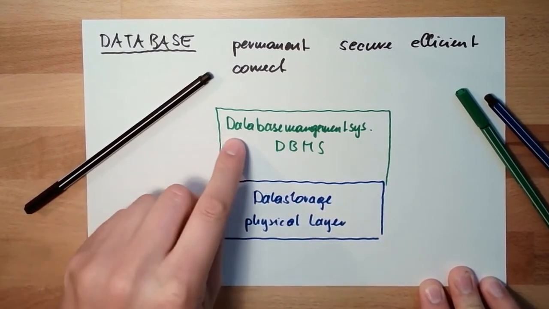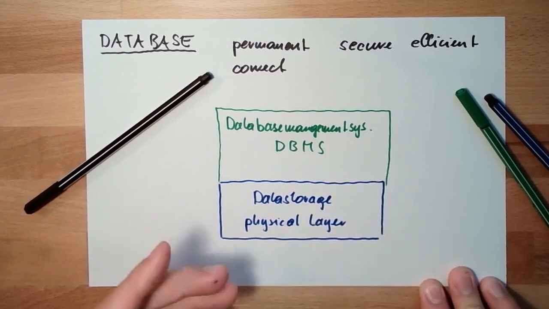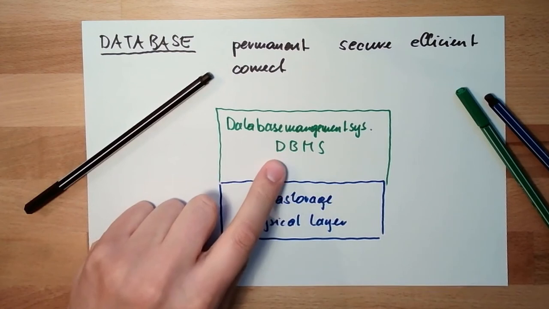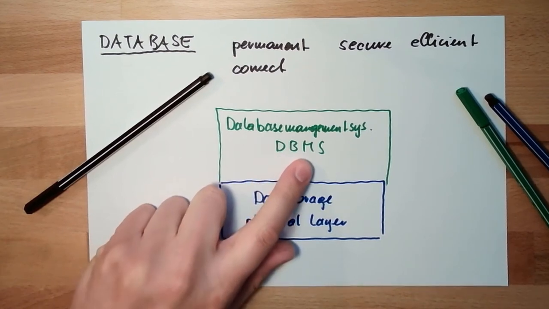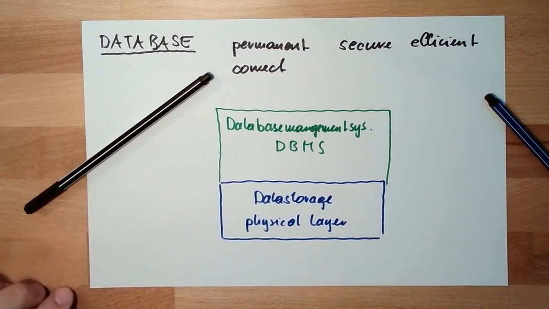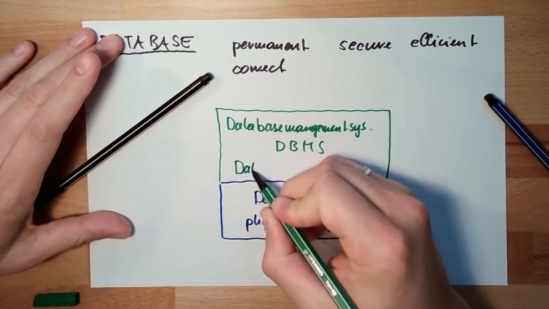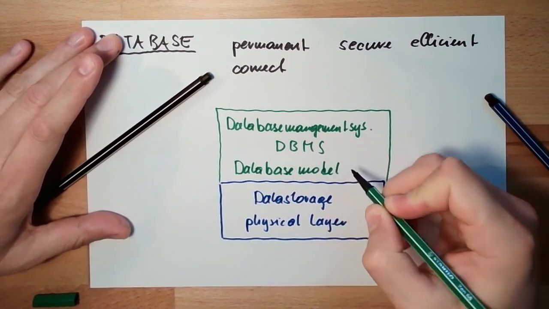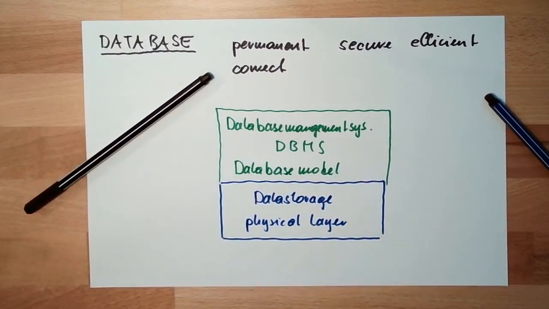If somebody is writing to it and another one is reading from it, who has to yield? Who is getting which information? This is done by the database management system. This database management system is handling those things according to a database model. This database model is describing how this data is stored.